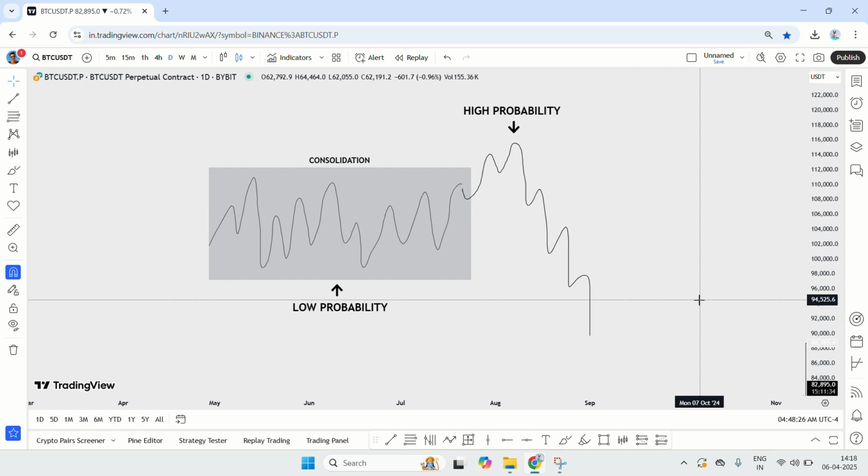So these are the two things that you need to understand if you want to use high and low in your trading. So that's it for today, guys.